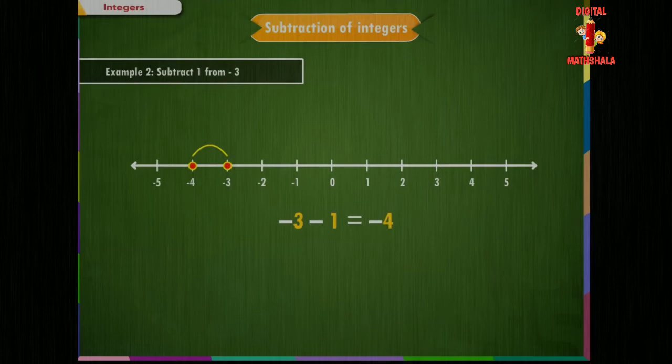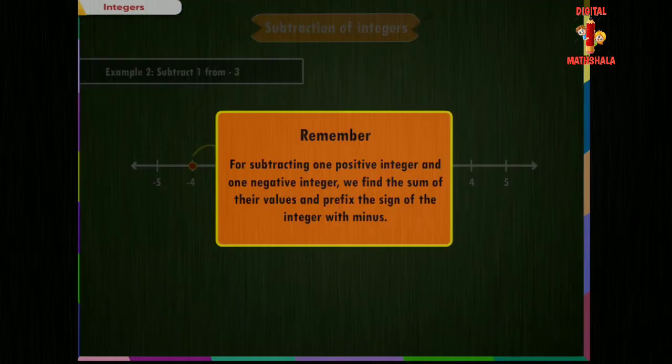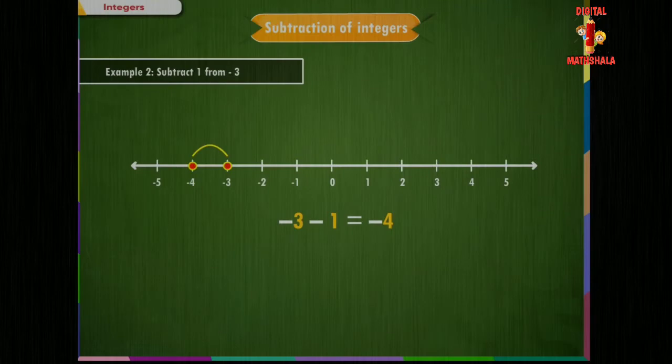Another method of solving the same problem would be by using the rule. For subtracting one positive integer and one negative integer, we find the sum of their values and prefix the sign of the integer with minus. Therefore, minus 3 minus 1 is equal to minus 4.